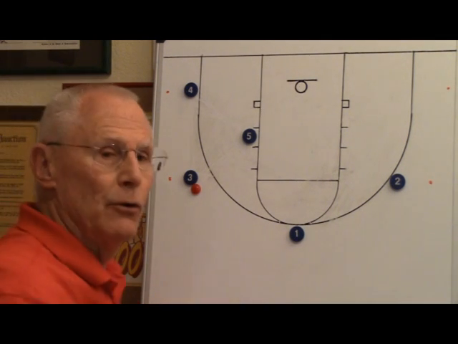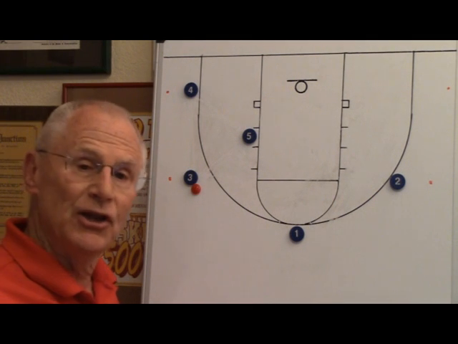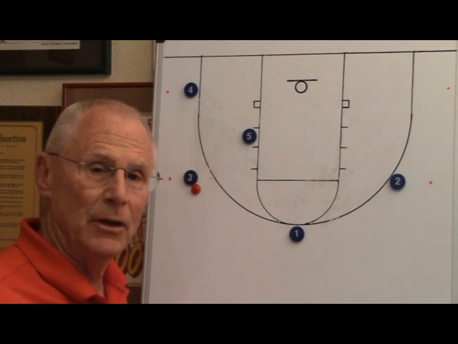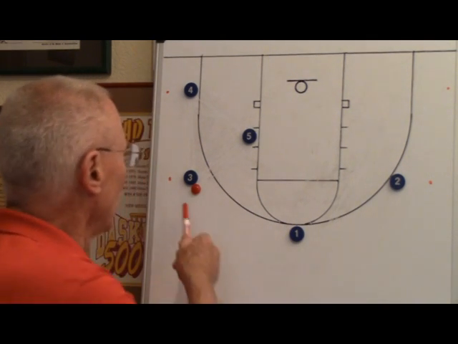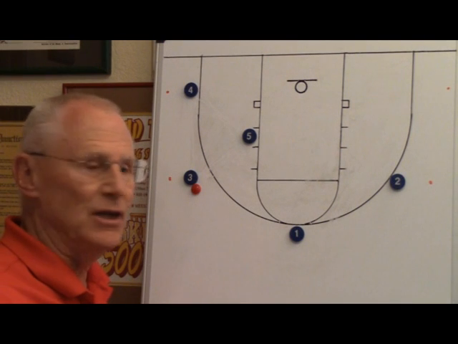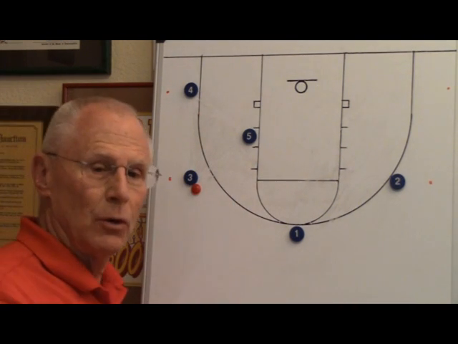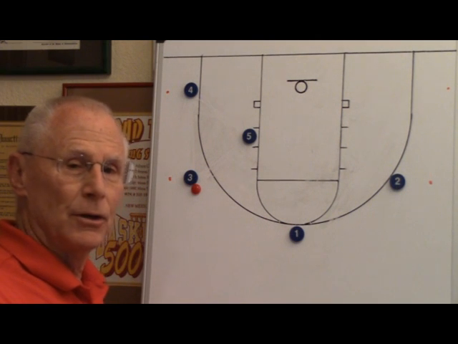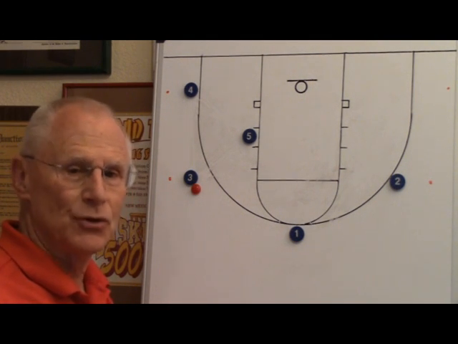Number 2 over here we call the isolated wing, or ISO wing. And it's pretty easy to see why we give it that name, because that guy's over there all by himself. And then number 3 right over here we call the triangle wing. And again, easy to see that. We've got our triangle formed right over here. So anytime a wingman is supported by a guy down here in the corner and a post player on that side, you got a triangle, his name is the triangle wing.